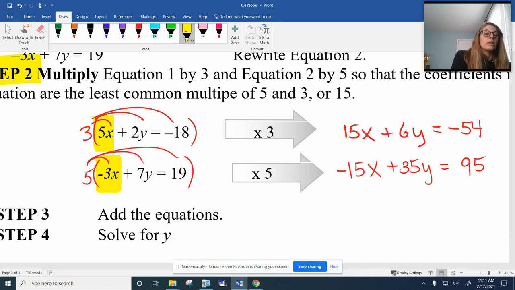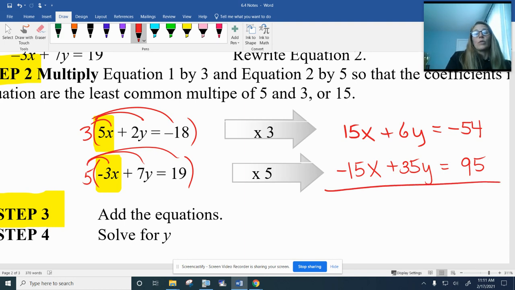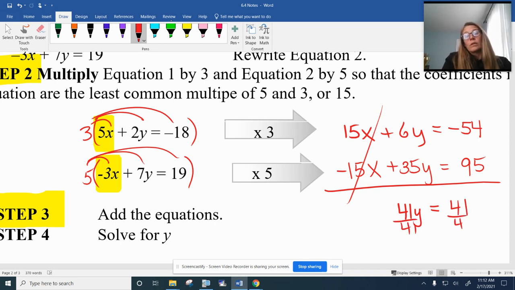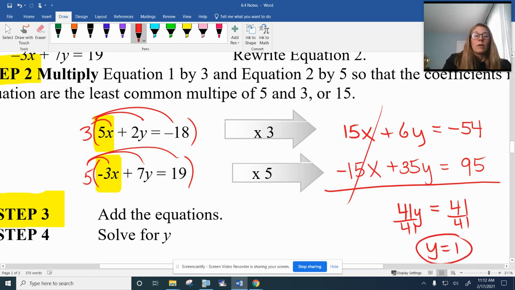Now I can go on to my step 3 where I'm going to add the two equations. Of course, my x's are canceling because I just multiplied them in such a way that those two would be eliminated. 6 plus 35 is 41y. Negative 54 and 95 gives me 41. And that's going to leave me with y equals 1.